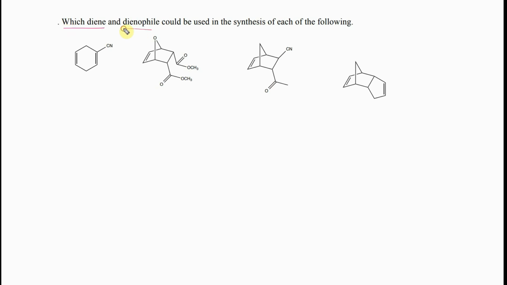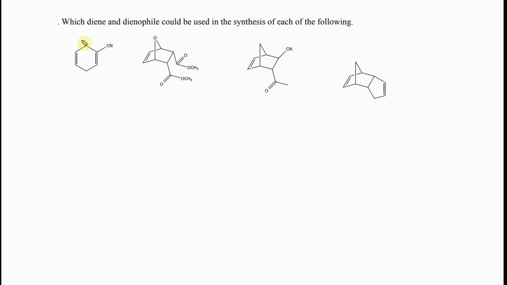So which diene and dienophile could be used in the synthesis of the following Diels Alder products? Before you attempt this problem, please make sure you watch the video that is in the description here about how to number the diene and the dienophile when you are forming the product, so that you can understand how to deduce the reactants if the product structure is given.